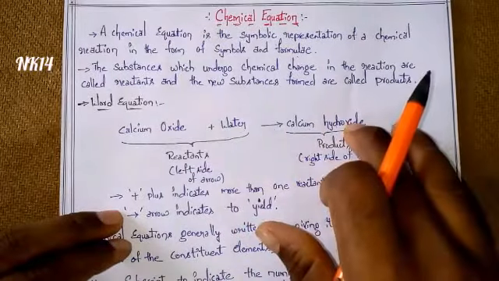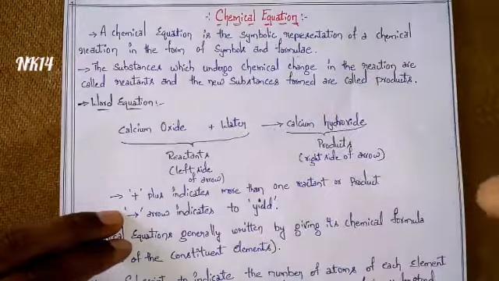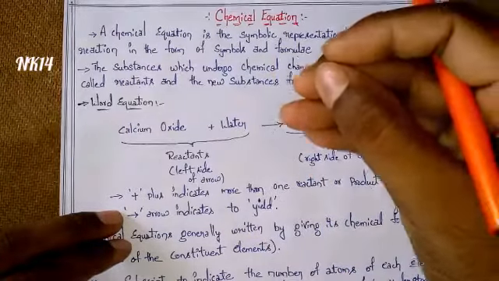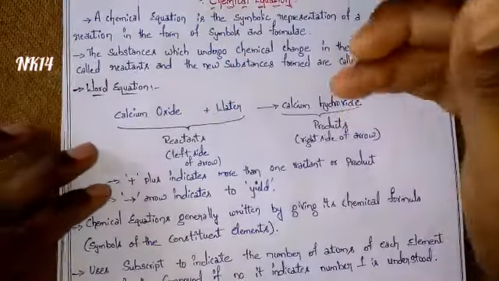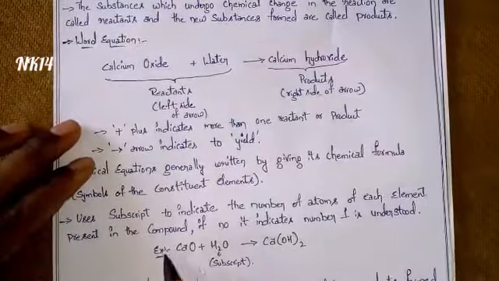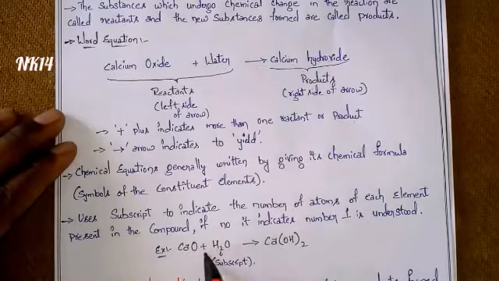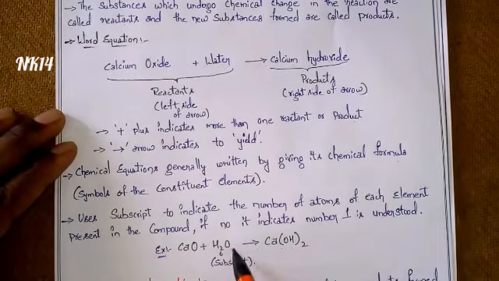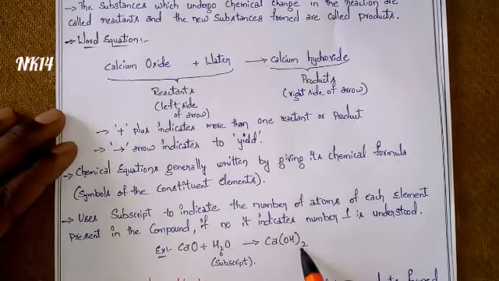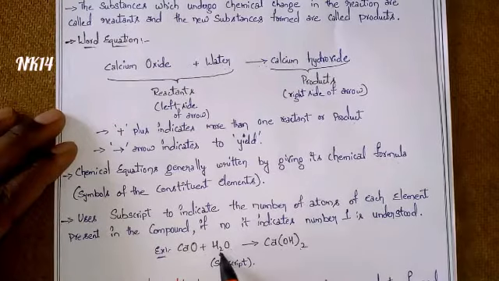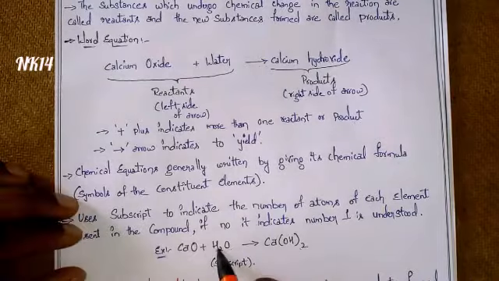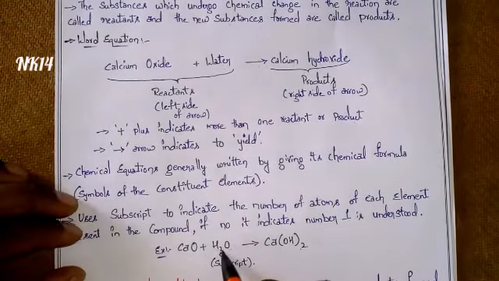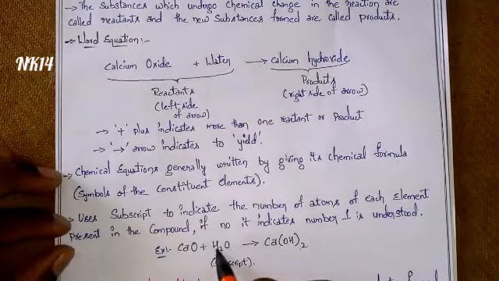Normally it is in word form, but basically we will take it in its chemical formula, that is, symbol formula. Based on the symbols, the equation will be done. So for that, I have taken an example: calcium oxide plus H2O, that is water, gives calcium hydroxide. In this case, this 2 is the subscript. The 2 indicates the number of atoms present for this element. Here there are two atoms of hydrogen.